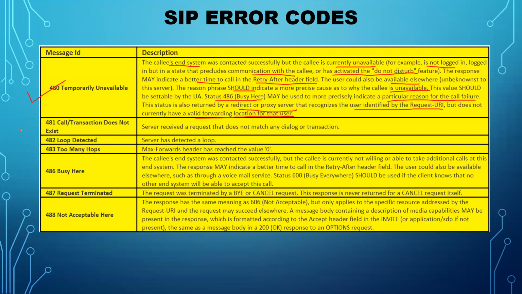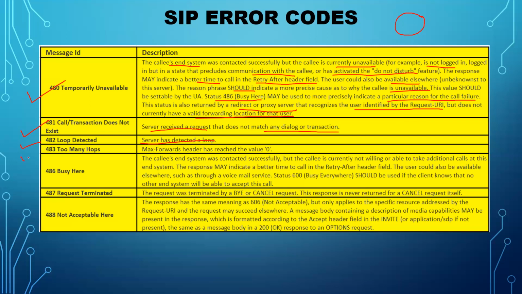Then we have 481 call or transaction does not exist, right? What that means is the server received a request that doesn't match any dialogue or transaction. Then we have 482 loop detected. That means the server has detected a loop. It is just roaming like this. The loop is already created. It is just forwarding or sending these requests in a loop.